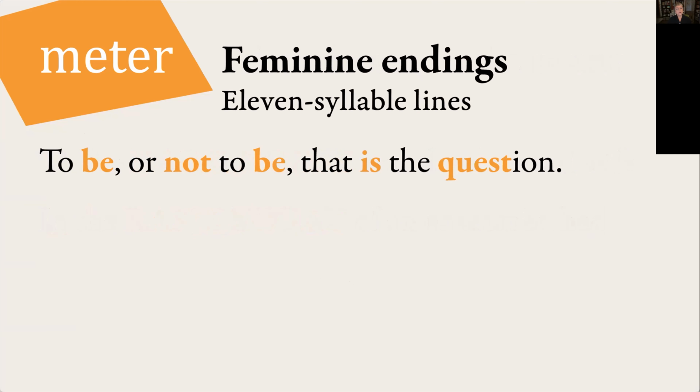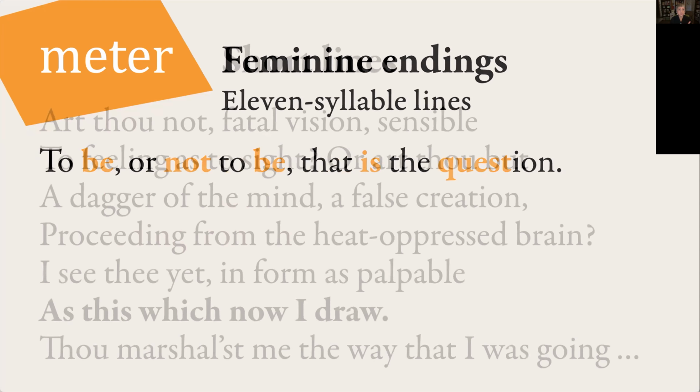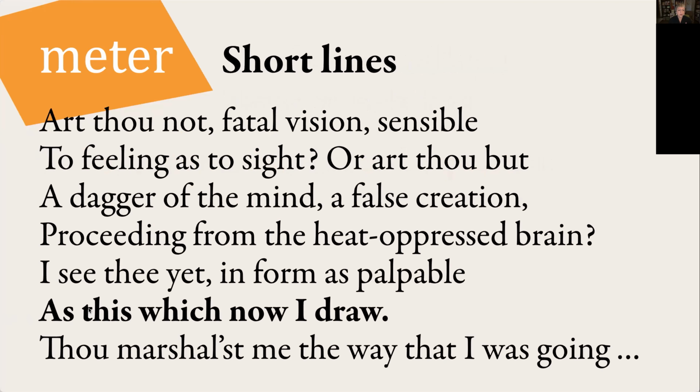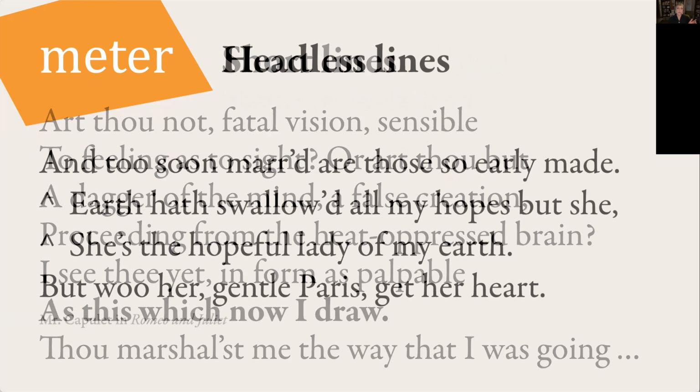Feminine endings: thousands of feminine endings where there's an eleventh syllable, "to be or not to be, that is the question." That happens a lot, and usually has a meaning. You need to look for that. Short lines: Macbeth sees the dagger. This is not a short line that's shared by somebody else who's speaking the other half. It's just a short line. And you need to say, wow, why is it a short line?